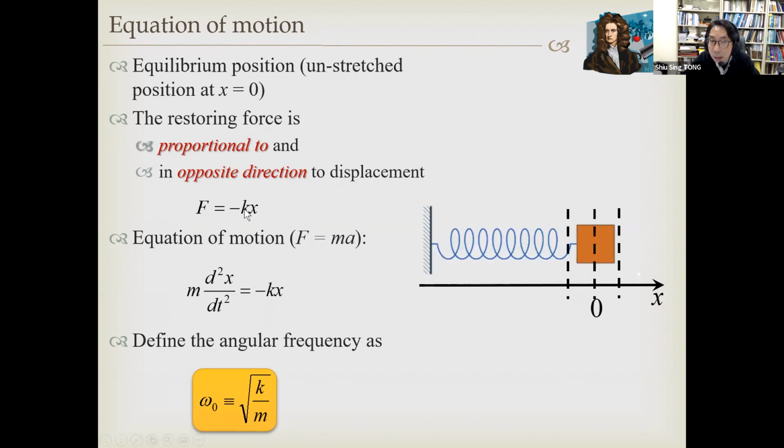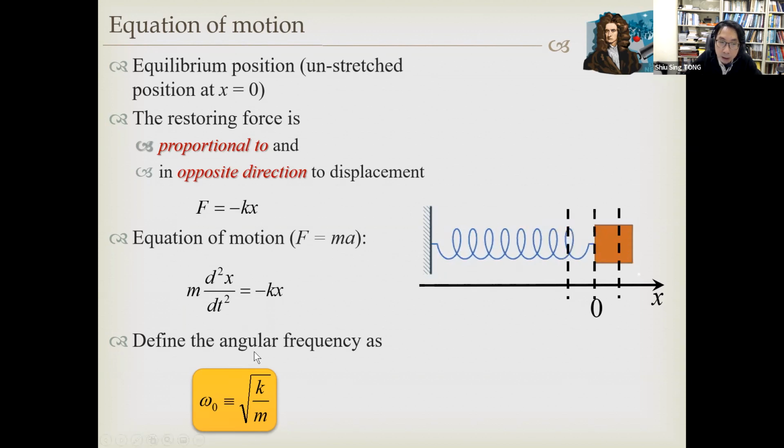This is the force constant, and the minus sign just says that the force due to the spring is in the opposite direction to the displacement. So when the block moves in the forward direction, the spring is trying to pull it back. And when the block moves toward the spring, the spring is trying to push it back. So it's always in the opposite direction to the displacement. That's why there's a minus sign. And the equation of motion is specified by Newton's second law. The net force is just minus kx, and that is equal to m times the second derivative of the displacement with respect to time, that is, the acceleration.